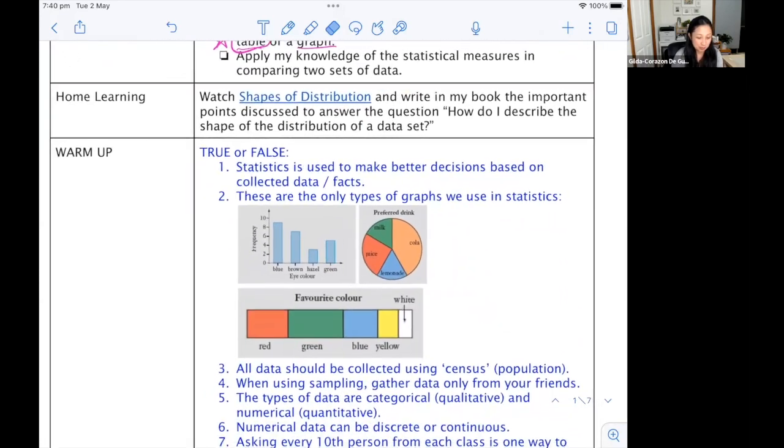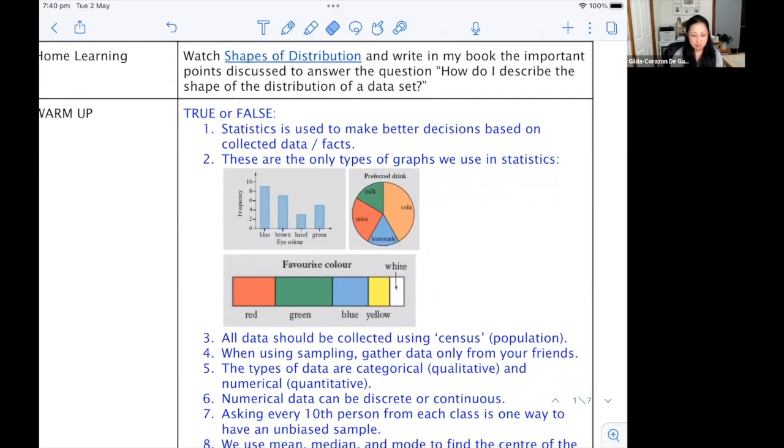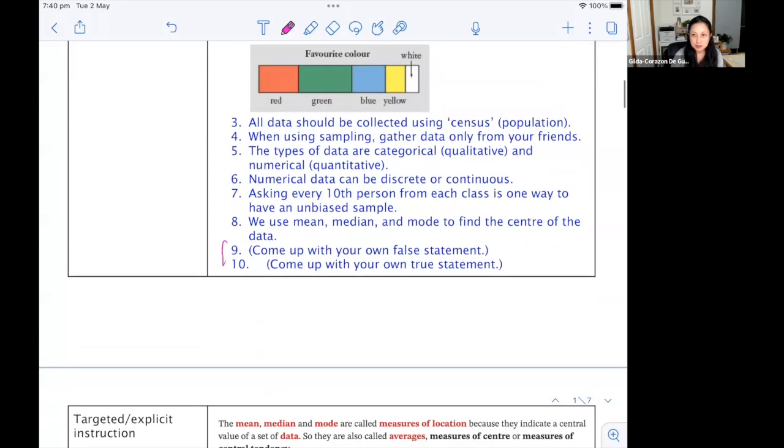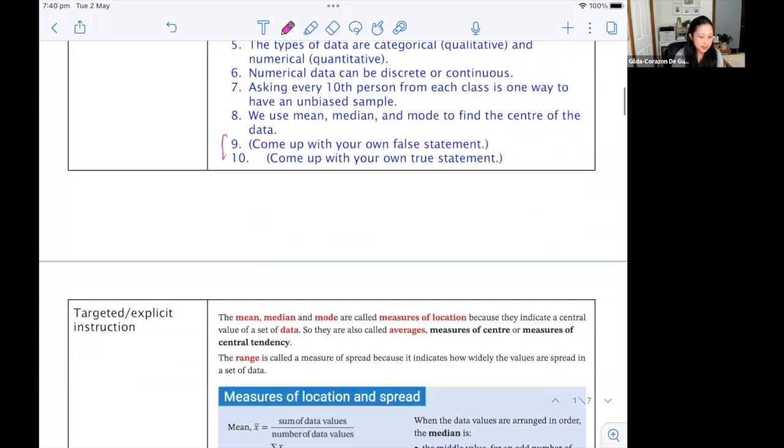Well, this is our warm-up question. You might revisit your book as to what the answers are for these true or false questions, okay? And maybe come up with more examples now that you've heard other students' examples of a false statement or a true statement, or maybe you can come up with a false statement and a true statement from what you learned yesterday, and add that on, right? You could do that for your warm-up for today, okay?